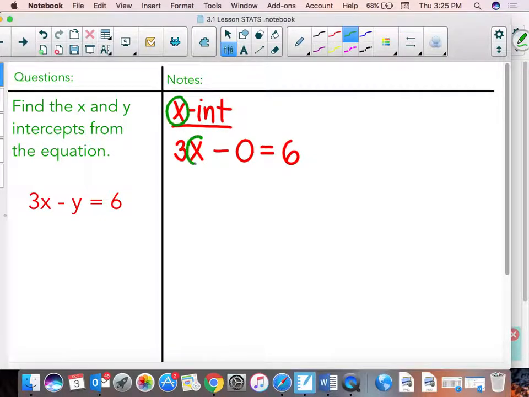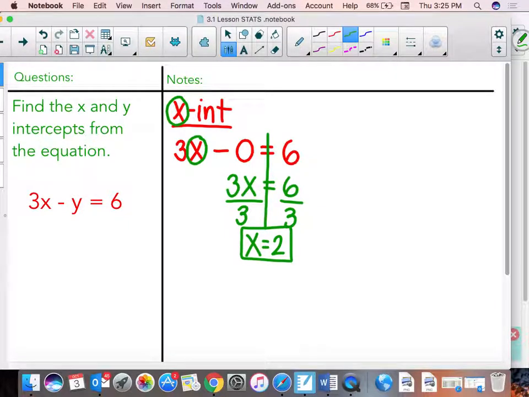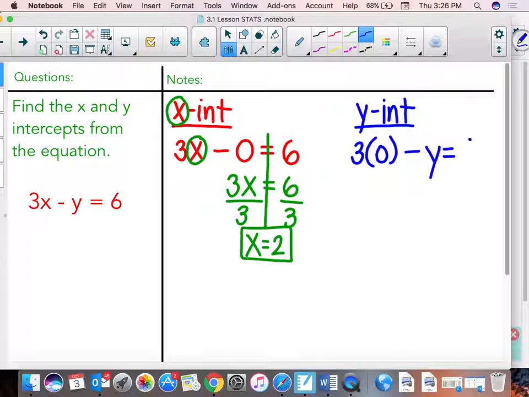For the x-intercept, I need to solve for x. Obviously, 3x minus 0 is just 3x. You don't even need the 0 there. Divide by 3, divide by 3, so my x-intercept is 2. My y-intercept, I am solving for y. So plug 0 in for x. All right, 3 times 0 is 0.